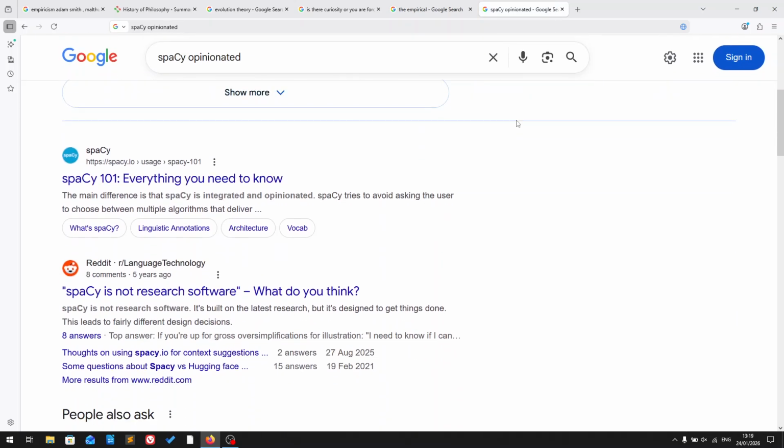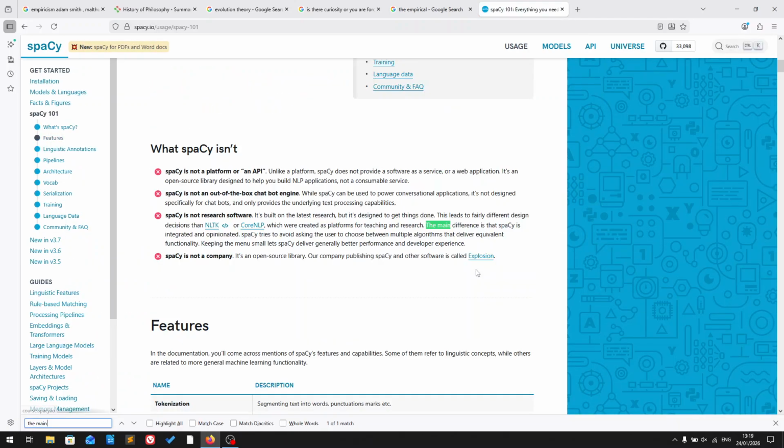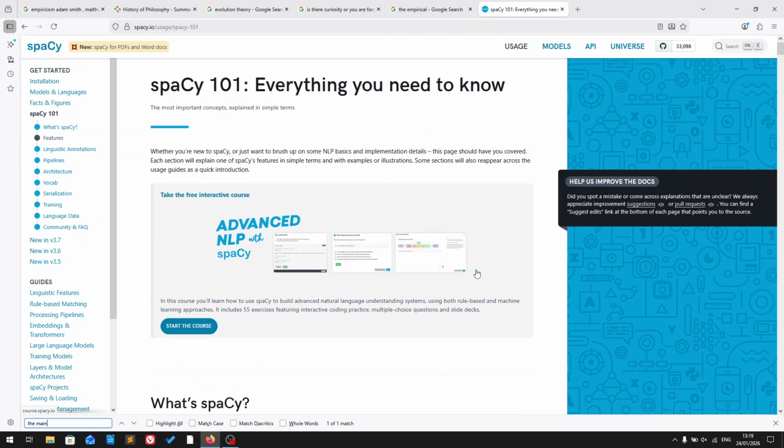So Spacey, blazing fast NLP. The main difference is that Spacey is integrated and opinionated. Spacey tries to avoid asking the user to choose between multiple algorithms that deliver equivalent functionality. Keeping the menu small lets Spacey deliver generally better performance and experience. Blazing fast NLP, so industrial quality NLP. That's how it is touted.